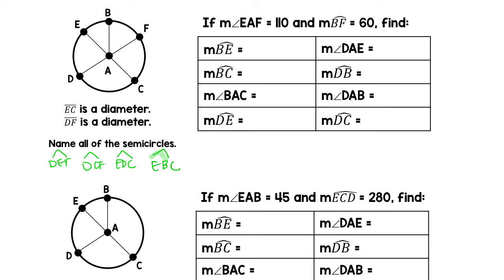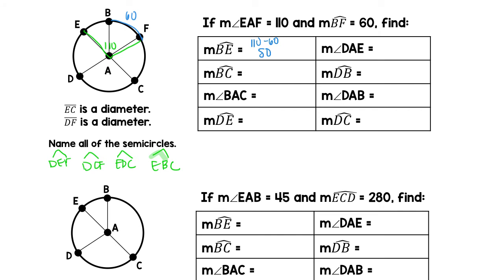All right, now measure of angle EAF is 110. So EAF is 110. And the measure of arc BF is 60. Find the following. Measure of arc BE. Well, if together they're 110 and this part is 60, this has to be 110 minus 60, or 50.